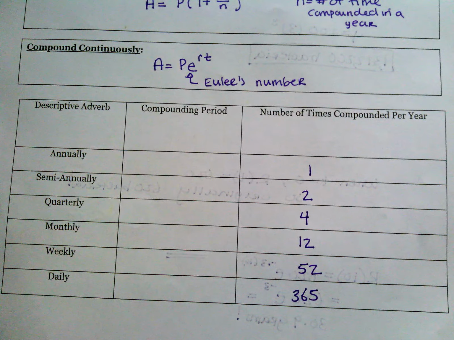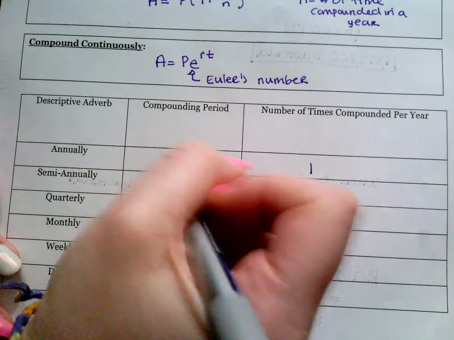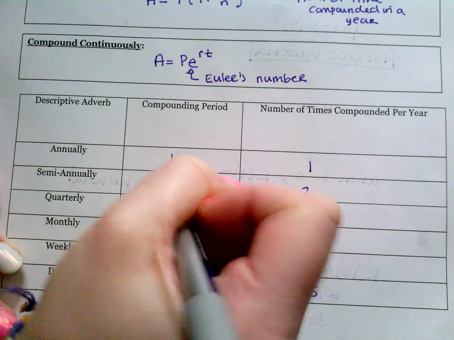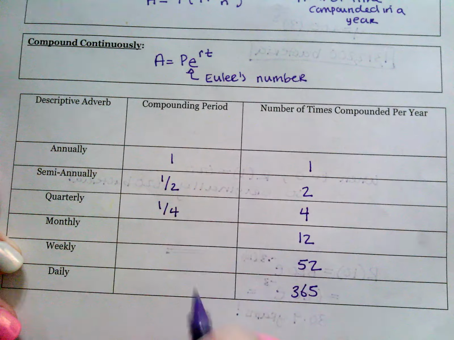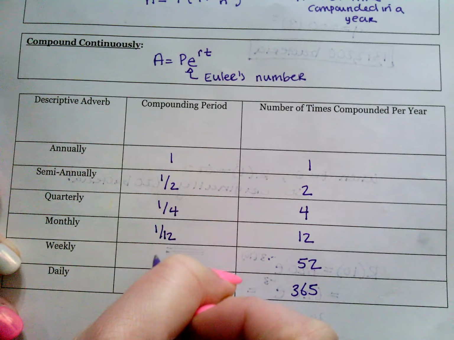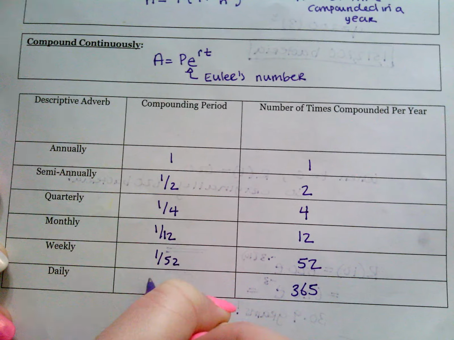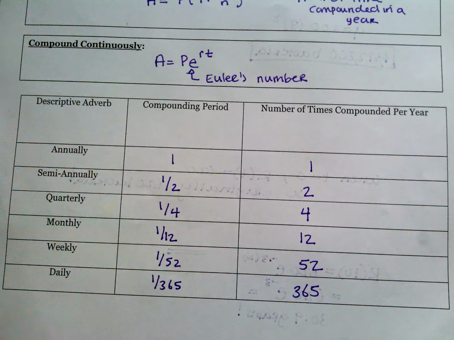Compounding period: it'd be every half a year, every fourth of a year. Monthly, 1/12. Weekly, 1/52. Daily, 1 over 365. This is the column that's more important, the number of times compounded per year, because this is going to be your n.